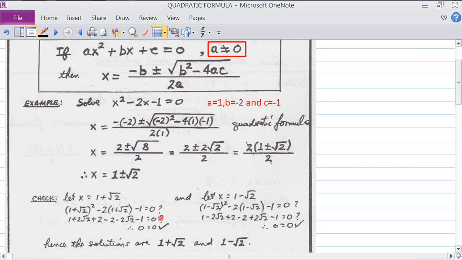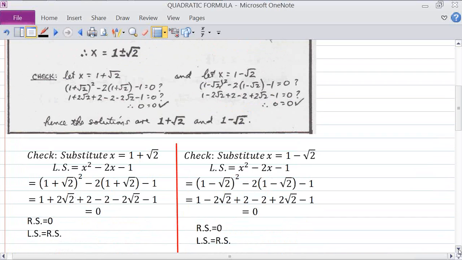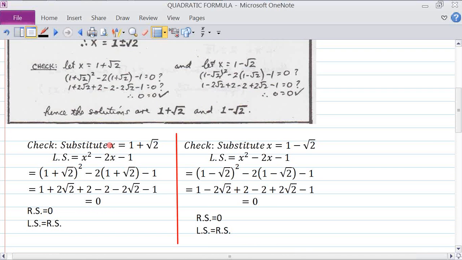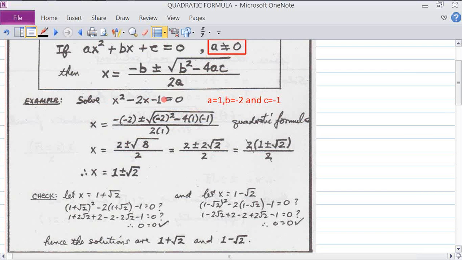This is where in the manual the answer is checked. I'm going to do it slightly differently, but it's basically the same thing. I'm going to substitute x equals 1 plus root 2 into the equation. And the equation here is this one, x squared minus 2x minus 1.